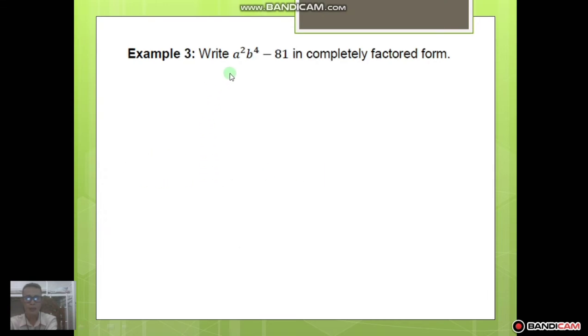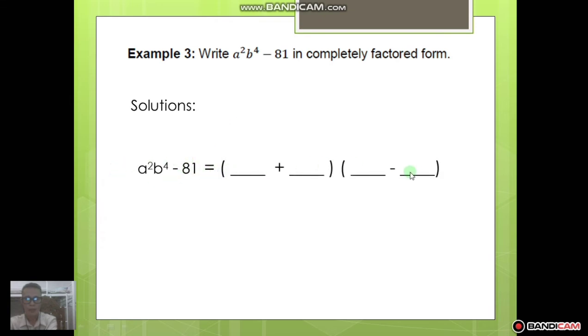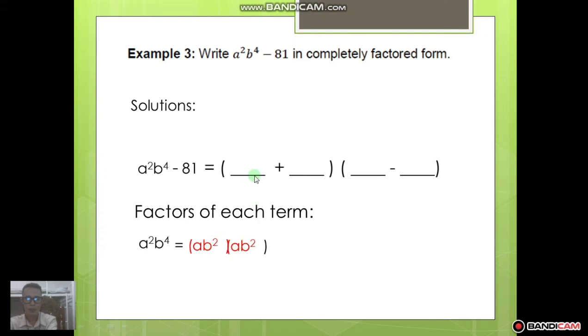Next. Write a squared b raised to 4 minus 81 in completely factored form. We will do the same solution. This is the expression. Two blank parentheses with opposite operations. Factors of each term. The first term, we have a squared b raised to 4, and the factors are ab squared multiplied by itself. This is now the first term of the binomials. Then we will do the same in the second term, which is 81, and the factors are 9 multiplied by itself. This is now the second term of the binomials.